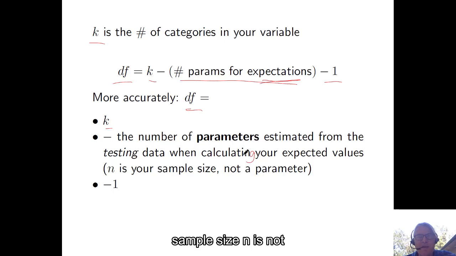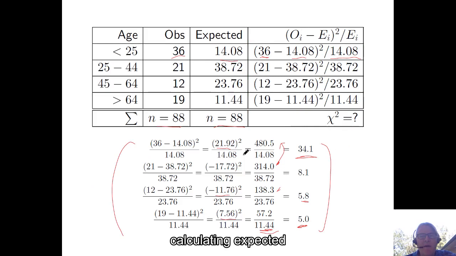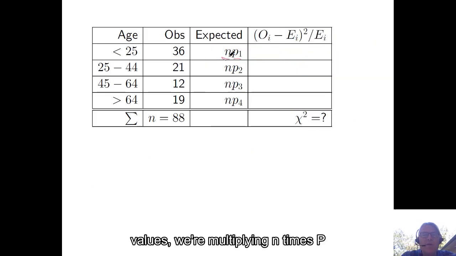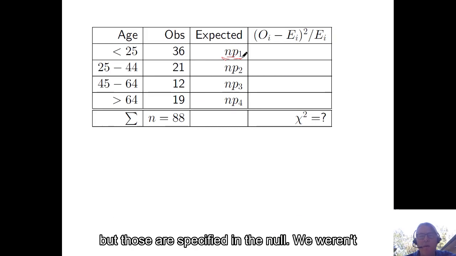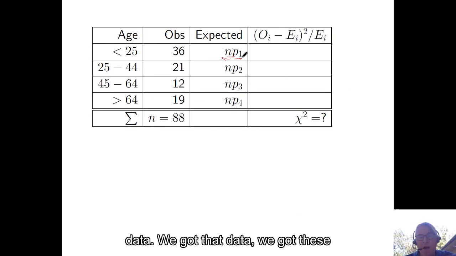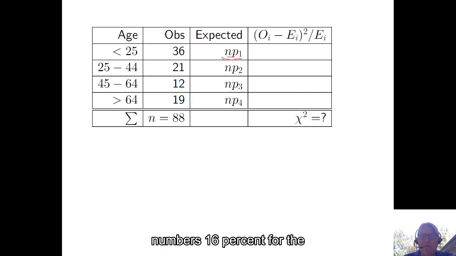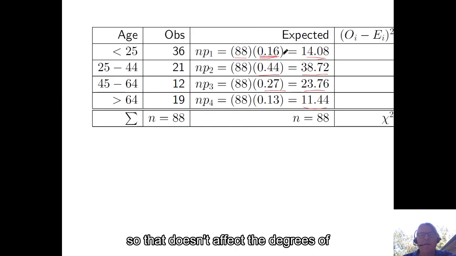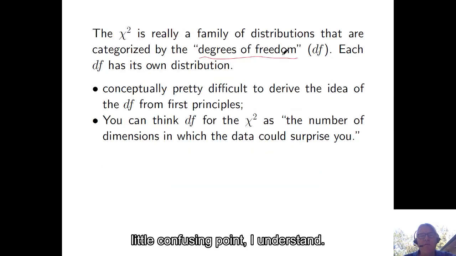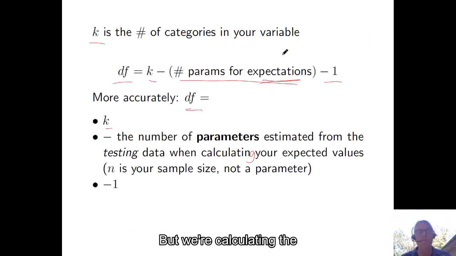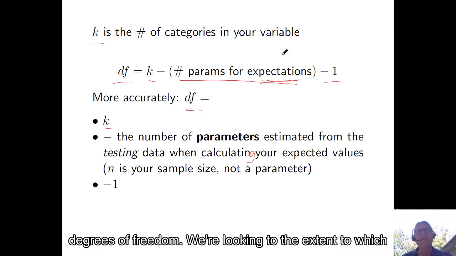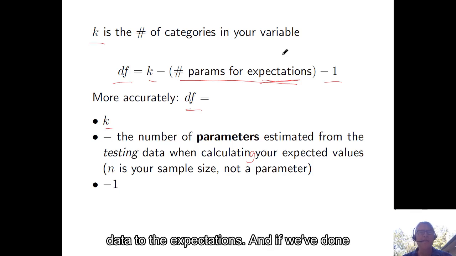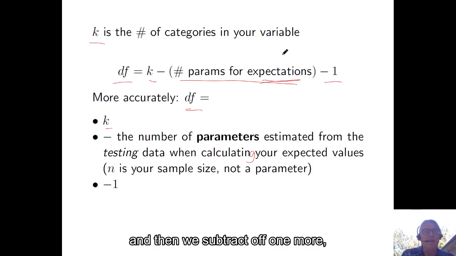Note here that the sample size n is not a parameter. That's part of the study design. So back here when we were calculating expected values, we were multiplying n times p, but those were specified in the null. We weren't estimating those from our testing data. We got these numbers, 16% for the first age bin, from a separate data set, so that doesn't affect the degrees of freedom. It's a little confusing point, I understand, but when we're calculating the degrees of freedom, we're looking at the extent to which we've already fit our testing data to the expectations. And if we've done some of that, then we have to subtract off some degrees of freedom. And then we subtract off one more.